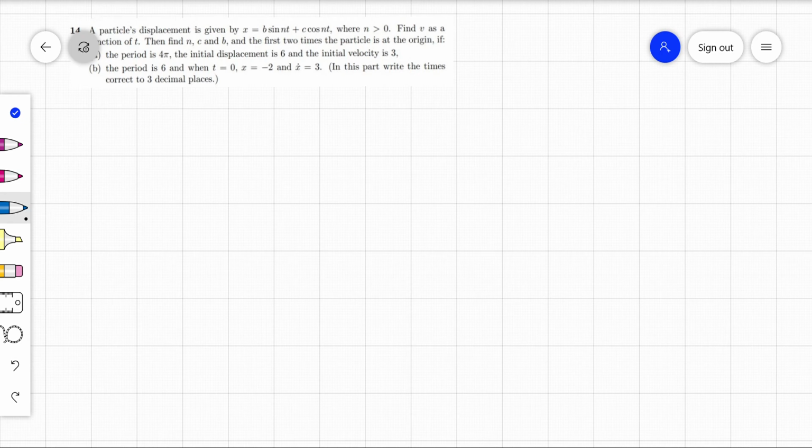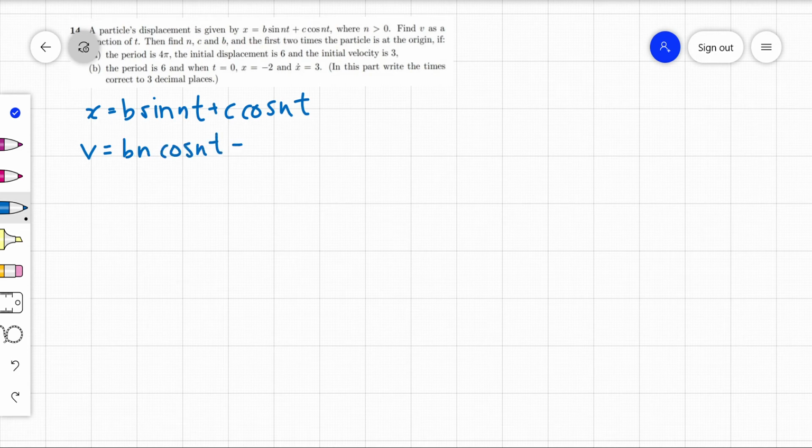In this question, we're given different conditions to solve for the missing letters. So let's start off with what they tell us to do. x equals b sine nt plus c cos nt. And we're told to have a look at the velocity equation. So velocity becomes bn cos nt, we're just differentiating with respect to t, minus cn sine nt.